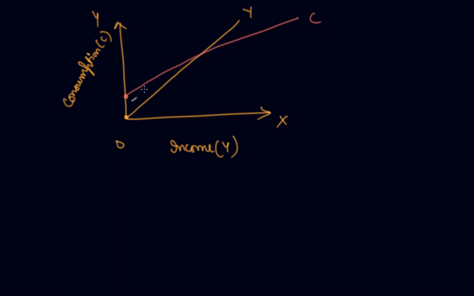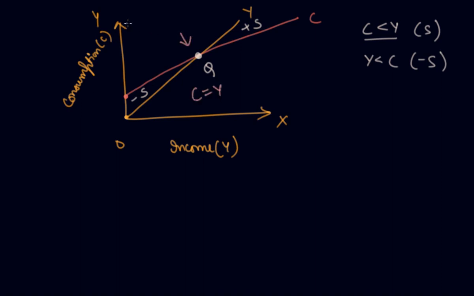This is the part of negative savings, meaning your savings are negative. We did this in the aggregate supply schedule. Here your savings are positive. You are spending, your consumption is less than your income, which means that part of your income is being saved. When your income is less than your consumption, you are using your savings for it, meaning your savings are negative in this case. This is the point Q where your consumption is equal to your income, and this is known as the break-even point, where your income is equal to your consumption.